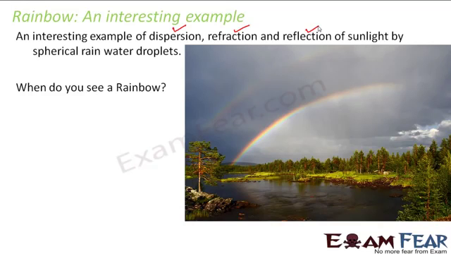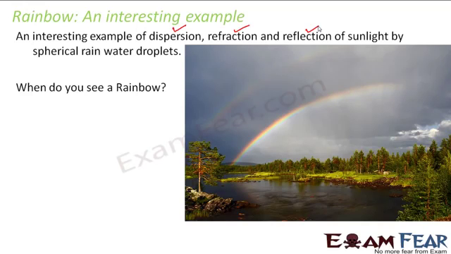So did you understand when exactly you see a rainbow? You will observe it for yourself, that when the rain stops and the weather is such that some part of the sky is sunny, you can see the sun there, and some part of the sky is still cloudy. Now if you stand in such a way that your back is towards the sun, in that case you will be able to see the rainbow in front of you.